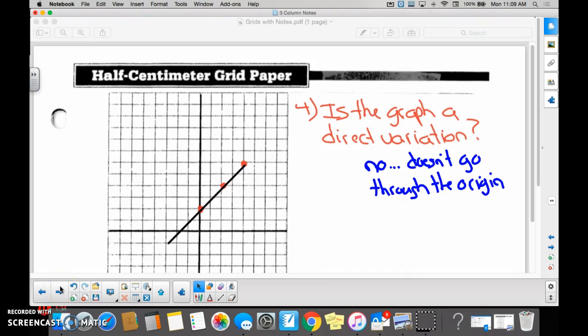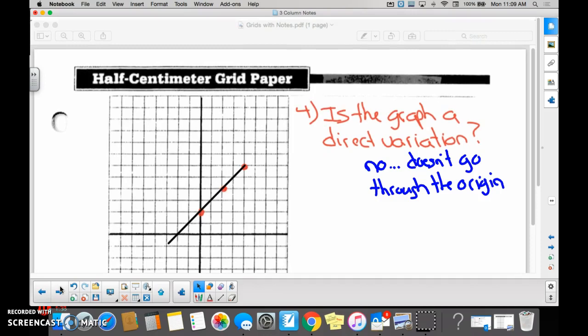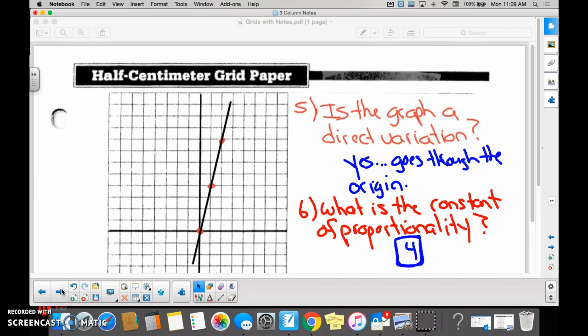Okay, so some examples that you had would be on the graph paper here. Is this graph a direct variation, guys? No. Why? Okay, it has to go through the origin to be a direct variation. Is this a direct variation? Yes. And we said that the constant of proportionality was 4 because 4 is the slope. The rise of 4 and a run of 1.